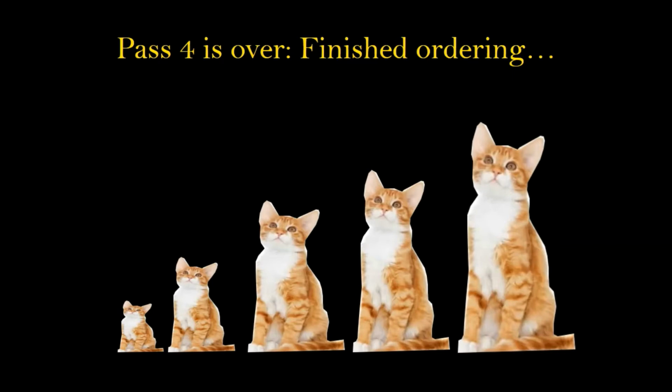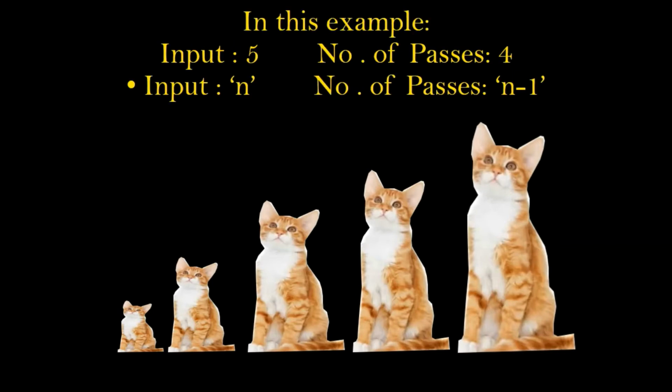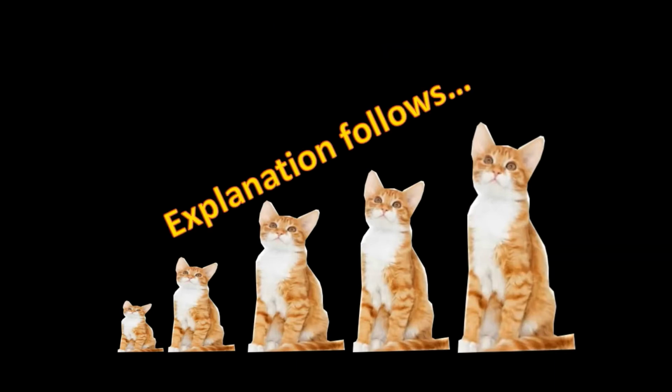Now here the input is 5, so the number of passes required is 4. If the input is 10, the total number of passes required is 9. If the input is n, the total number of passes, I mean the iterations, is n-1. Now we see the explanation.